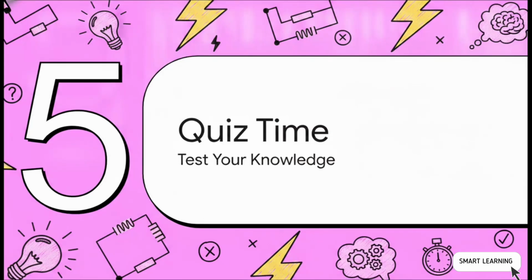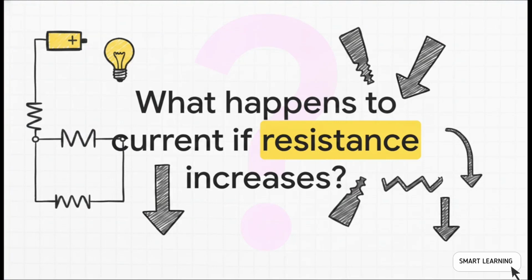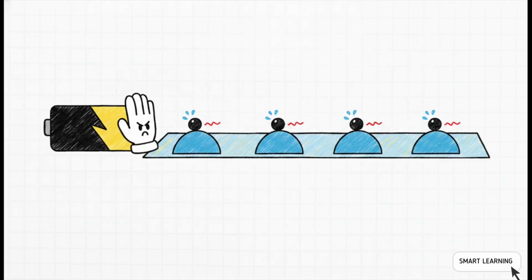Section 5. Test your knowledge. All right, it's time for a quick active recall quiz to really lock these concepts in. Question 1. Imagine you're looking at a circuit. If the resistance increases while the voltage stays exactly the same, what happens to the current? Take a second. Got it? The answer is the current decreases.